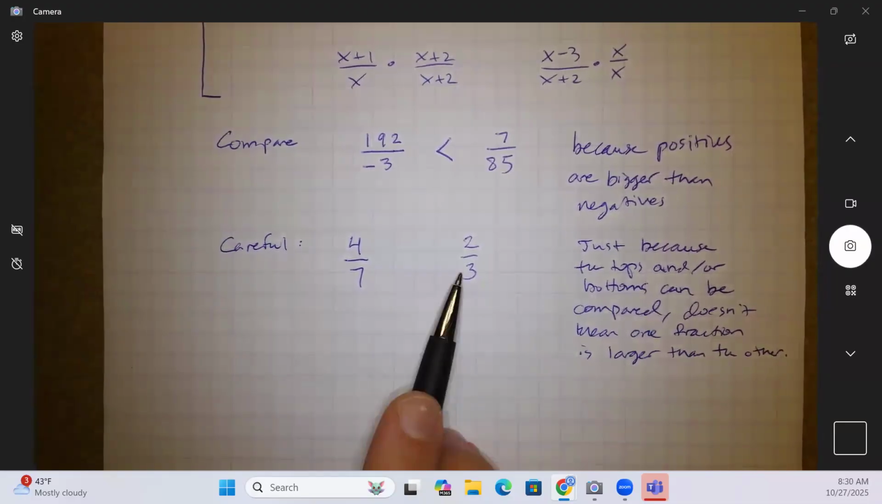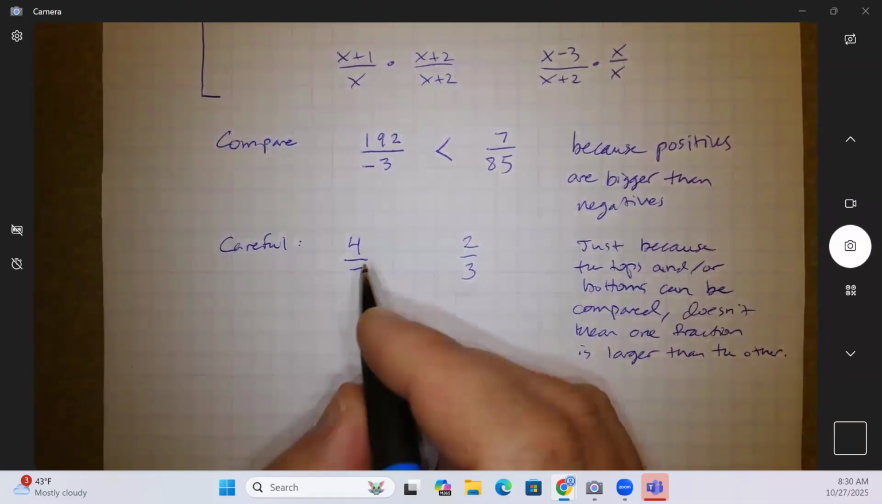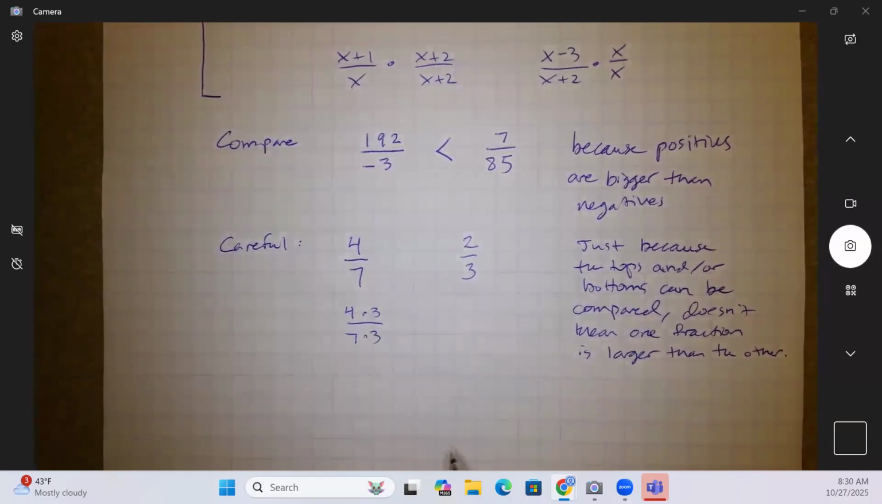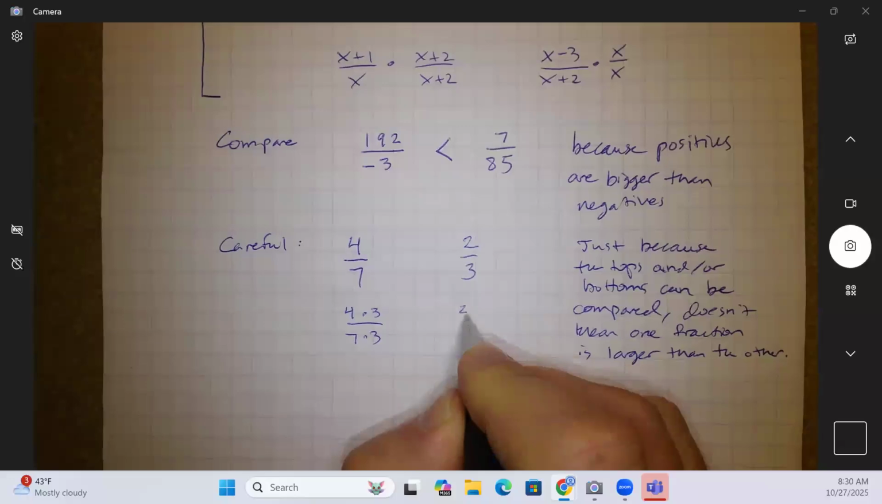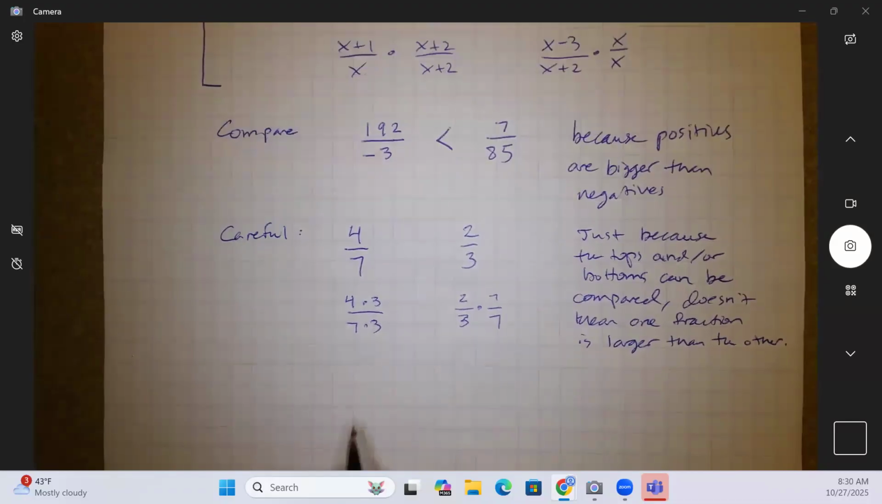In this case, 2/3 is actually bigger than 4/7. And we can check that because 4 over 7, I'm going to multiply by the missing piece, which is 3 over 3. And 2/3, I'm going to multiply by the missing piece, which is 7 over 7. And I get 12 over 21 compared to 14 over 21. And sure enough, 14 over 21 is bigger. So 2/3 is bigger than 4/7.